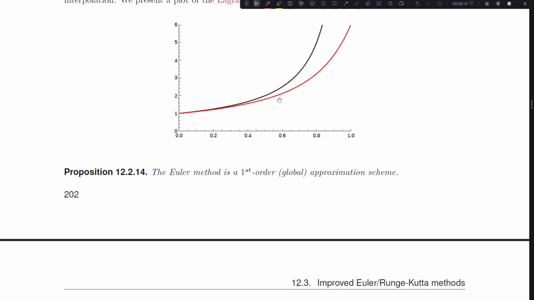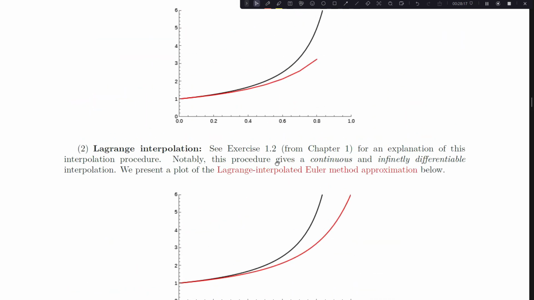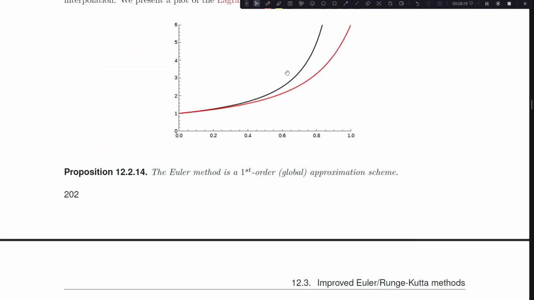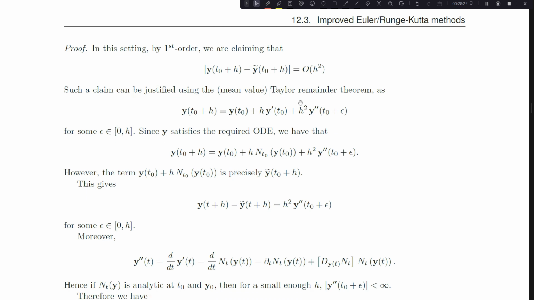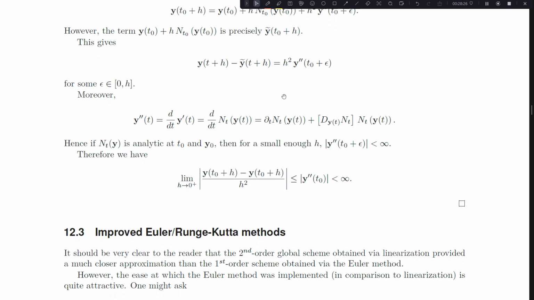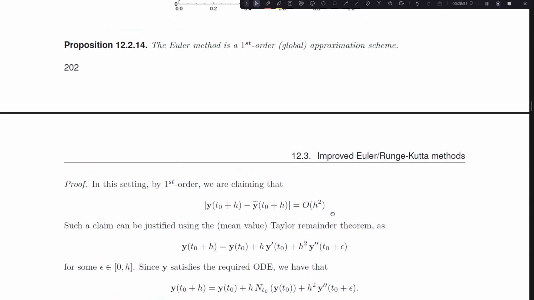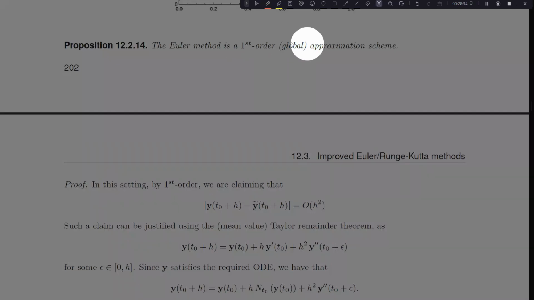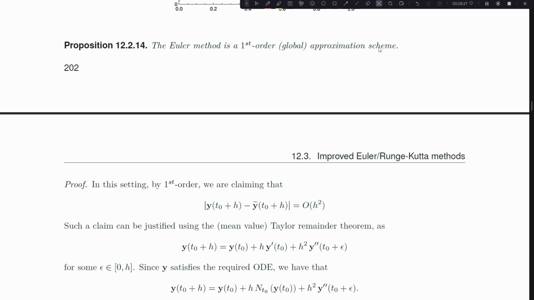The next proposition says that the Euler method is a first order global approximation, which is not as good as the linearization, but it's still pretty good and pretty easy to implement, and I have a proof there for you. And actually that's all I have. So we're going to be moving on to some better methods, because we wouldn't necessarily want only first order approximation schemes, but the Euler method is really easy to implement.